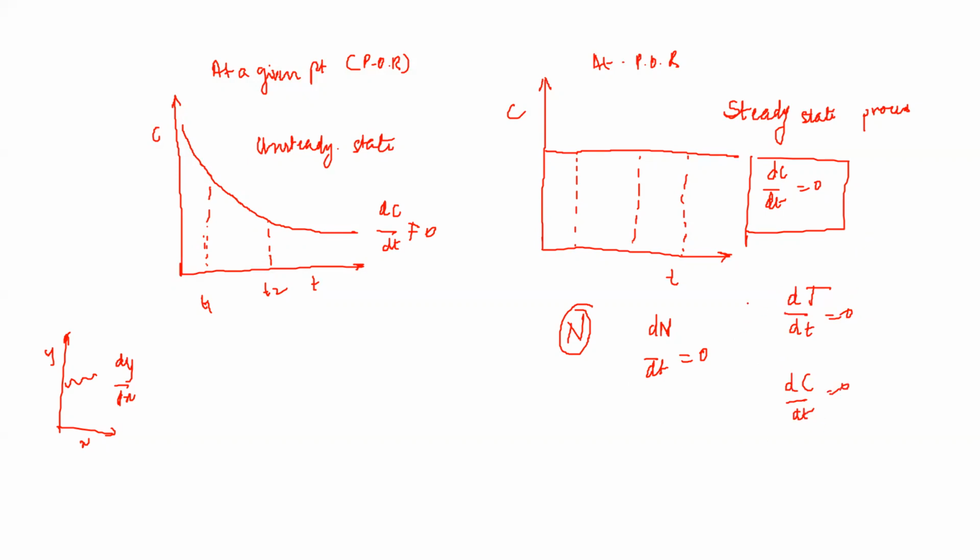All right. So this is quite important. You must keep this in mind that whenever a process is at steady state, then at a given point of time, its property does not vary. Its property does not vary with respect to time. Its property is always constant at a particular point within the system. All right. So that is about an unsteady state and a steady state process.